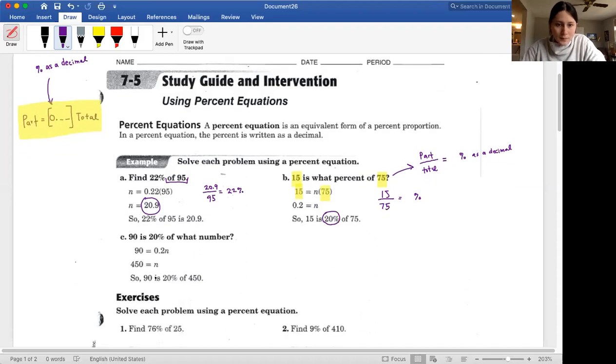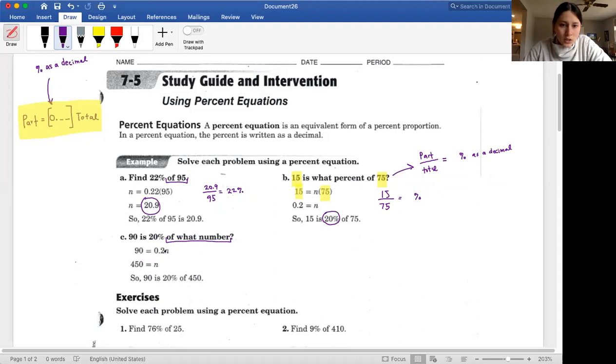So example C, 90 is 20% of what number? In this case, we're missing the total because it says of what number, right? We're missing that total. And so we're going to plug in the information as it's given to us. The part is 90.